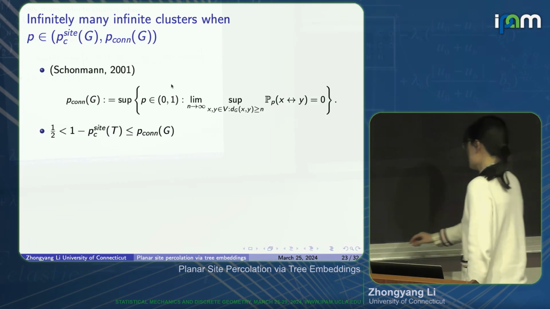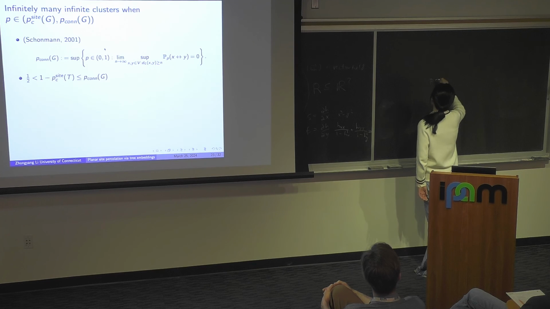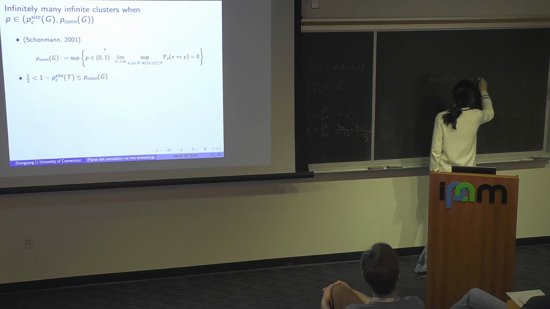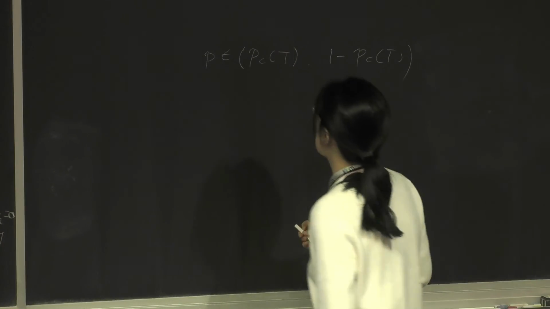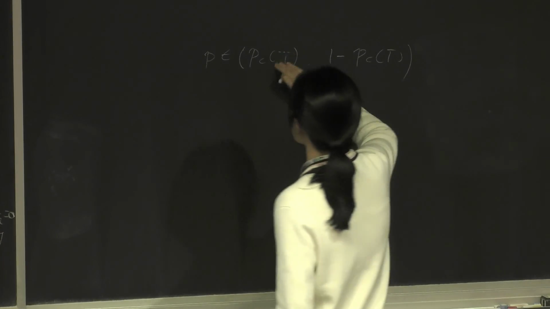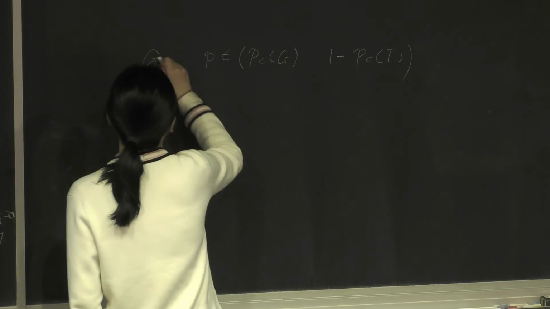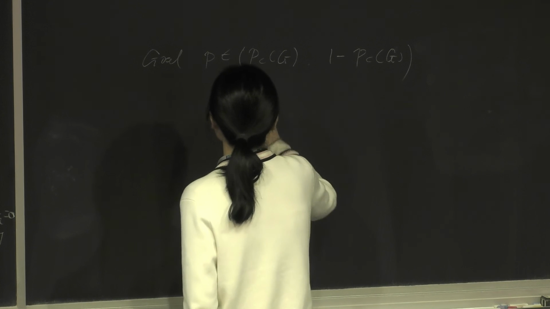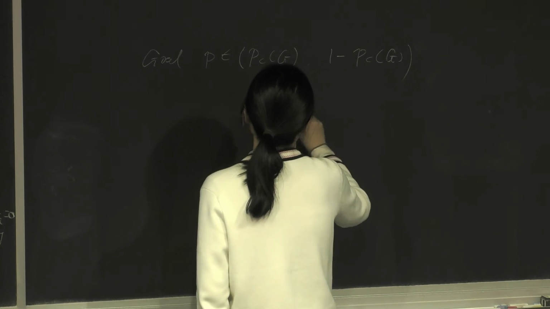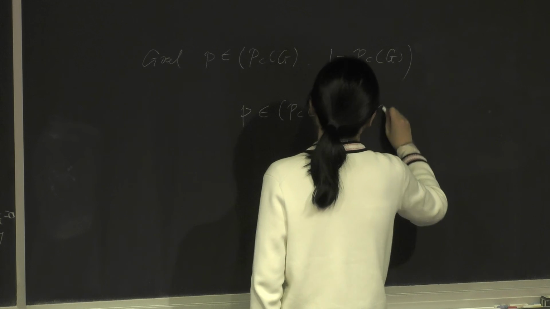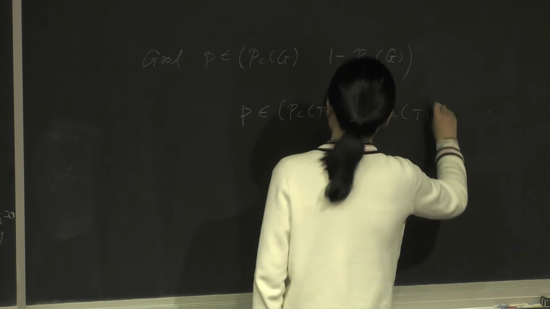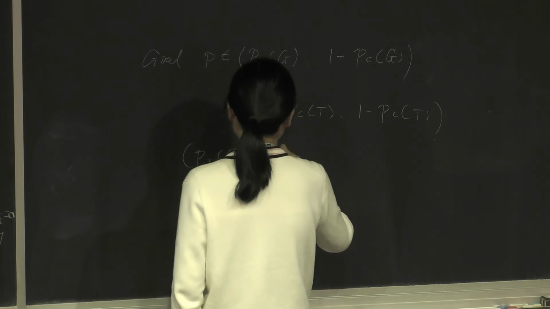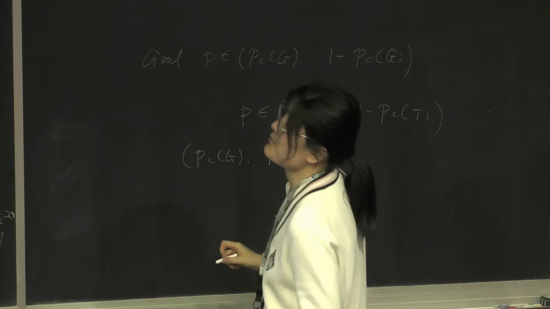So we want to show that whenever p is between p_c of T and 1 minus p_c^site of T, there are infinitely many infinite clusters of G. So this goal is to show this. What we have done is we have shown that when p is between p_c^site of T and 1 minus p_c^site of T, there are infinitely many infinite clusters. And we have also shown that when p is between p_c^site of G and p_c^site of T, there are infinitely many infinite clusters.